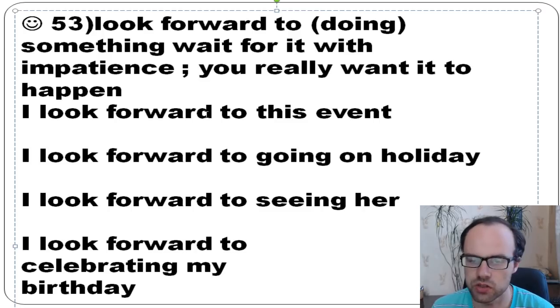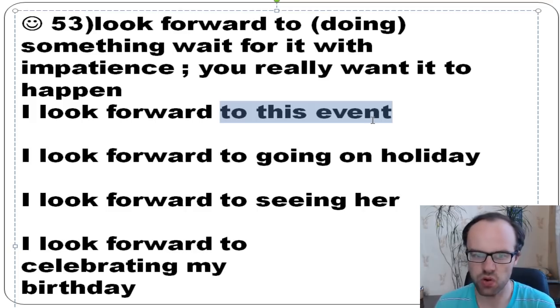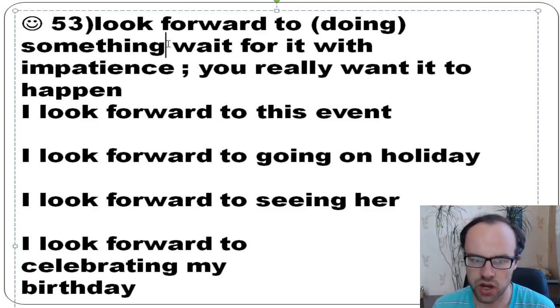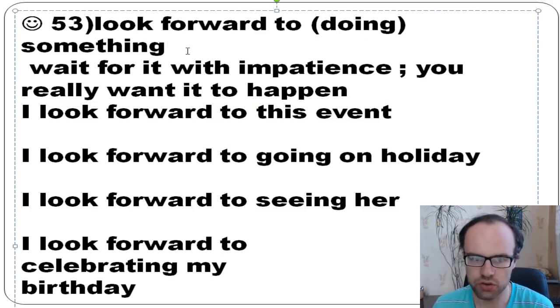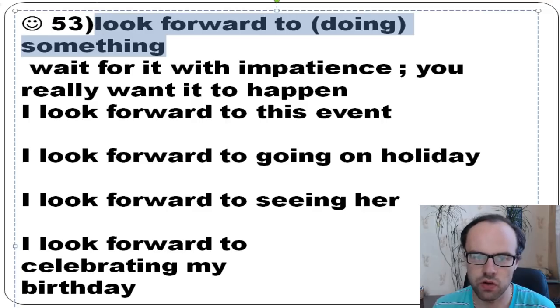I look forward to this event. So it means that you're really waiting for it. It's important and you want to be there. I look forward to going on holiday. Yeah, you're absolutely right. So we say look forward to something or to doing something if it's a verb.